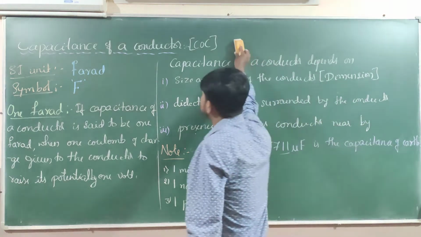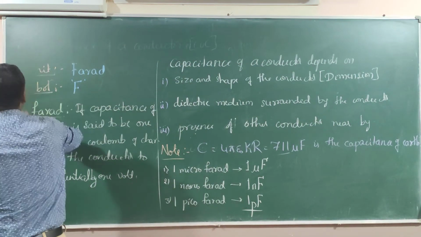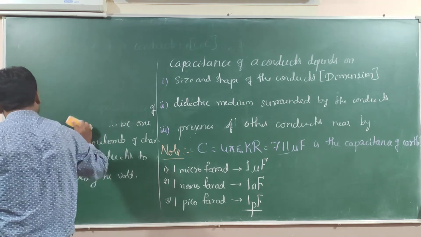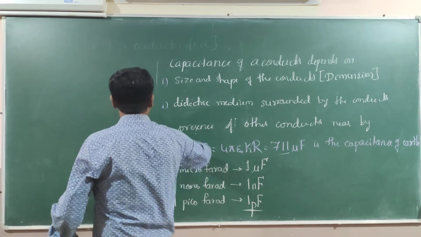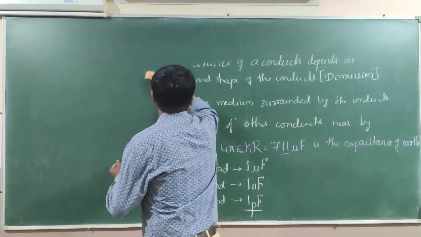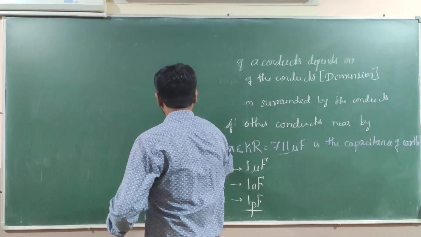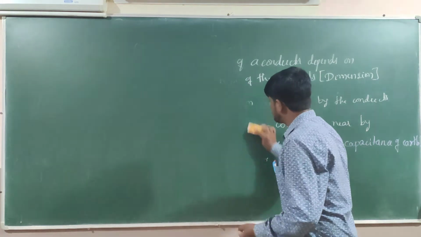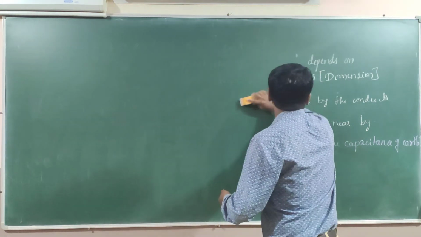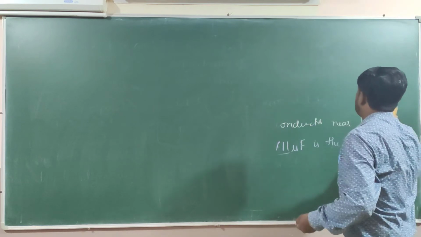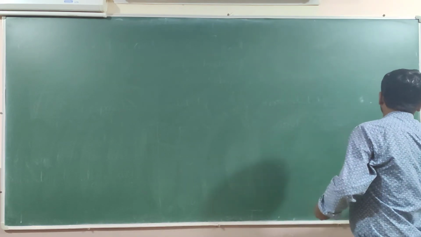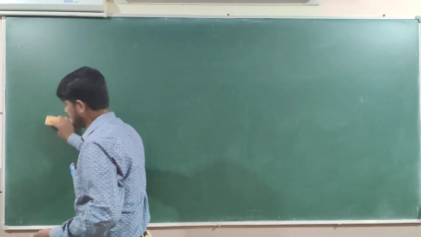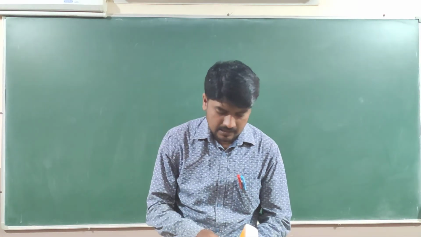Then, after studying this, let's go to one more important topic called the capacitor. Based on the capacitance of a conductor, they have developed a device called a capacitor, with which the charging of an electronic device is done. It is called a capacitor. Then let me explain that. The next heading is capacitor.